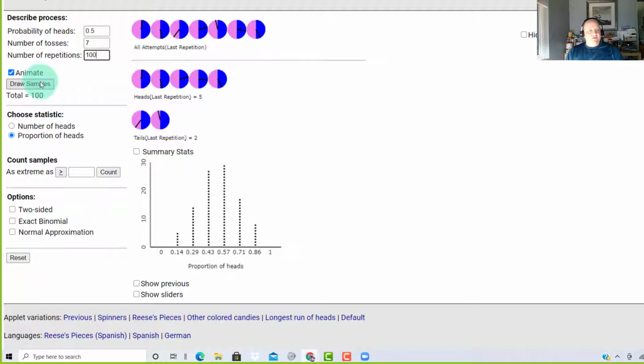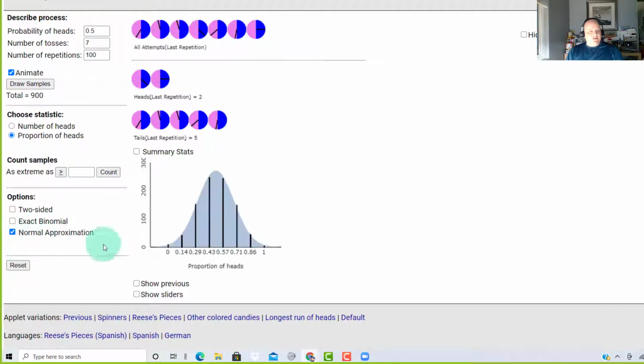And if I jump up and start doing 100 repetitions at a time, you'll start to see that it really does take on that normal shape, if you will. Really symmetrical. And so if I click here in a normal approximation, I can see what the normal curve looks like there. It's very close. A really nice representation. All right, so but what does this tell us then?